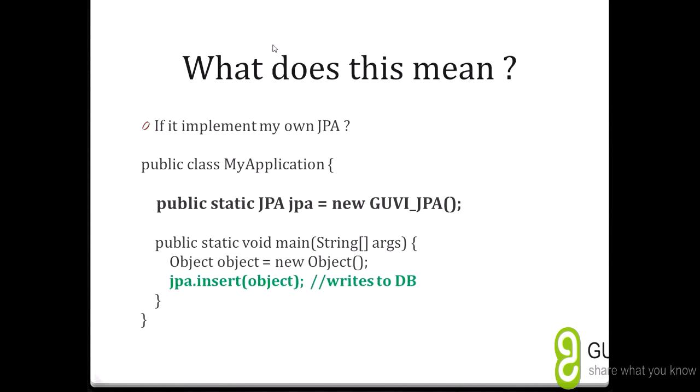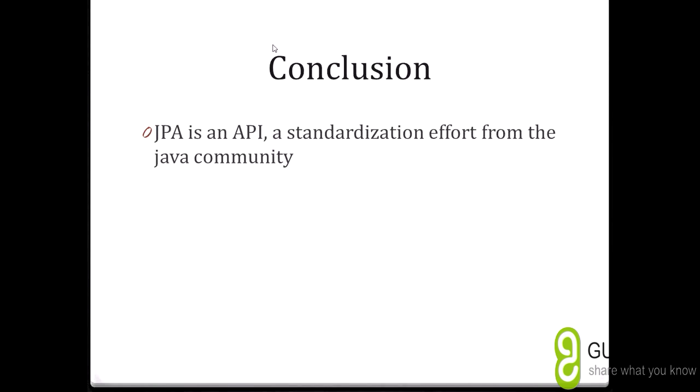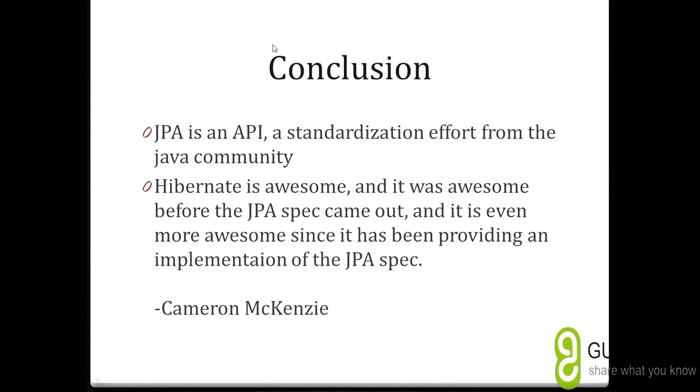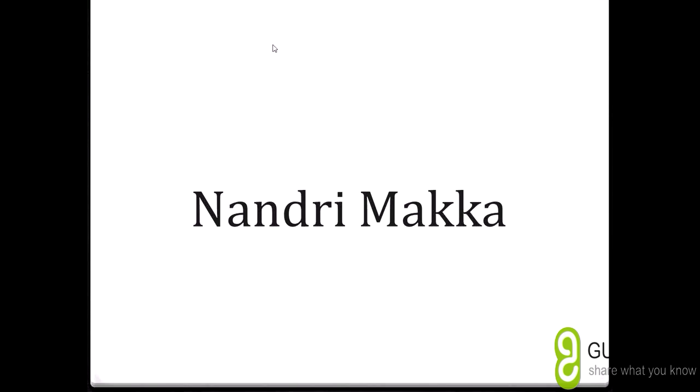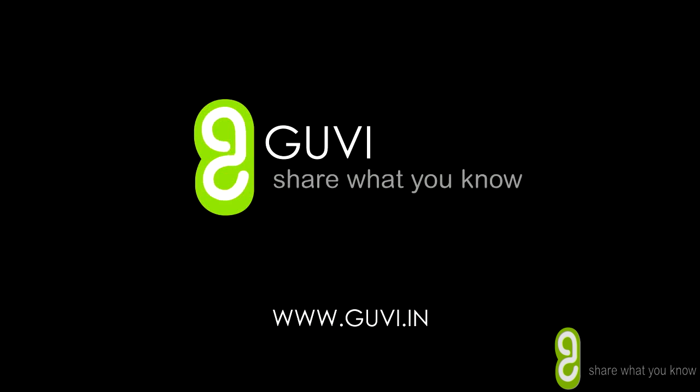So the final conclusion is JPA is an API created for standardization purpose by many Java community people and for a good purpose, okay. So Hibernate is awesome and became even more awesome after implementing JPA standards. So these are the words by Cameron McKenzie. So that is all about JPA and Hibernate.